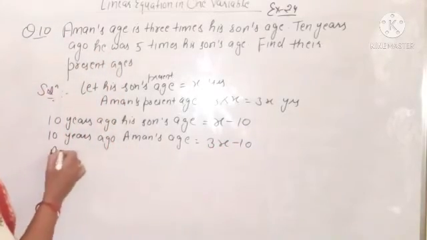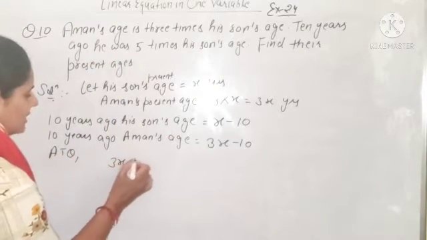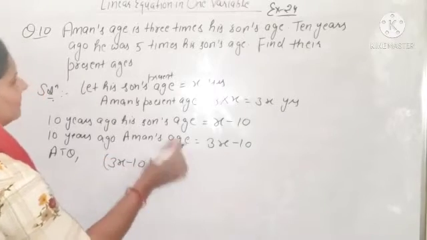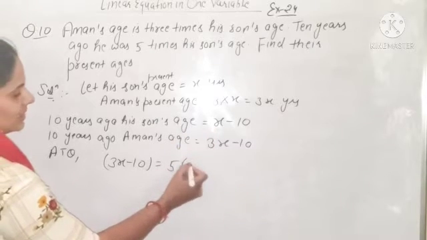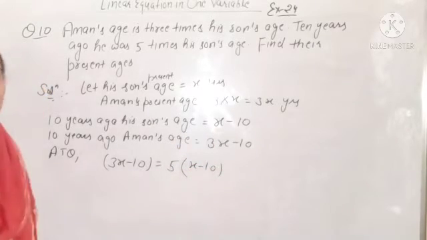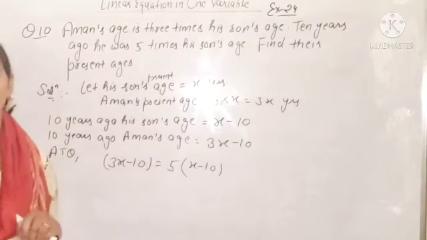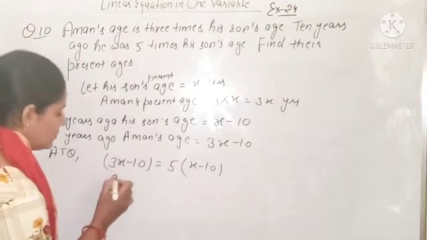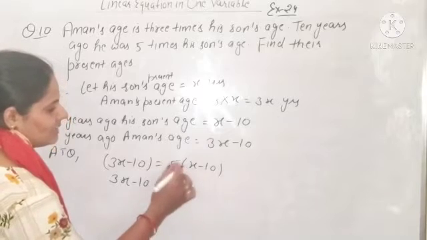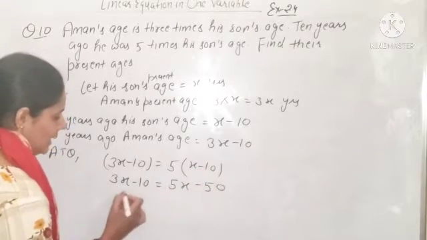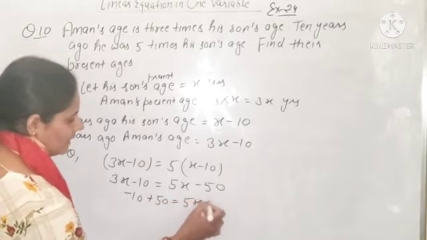Now according to the question, what is it saying? He was, means Aman's age, so it is 3x minus 10, is equal to 5 times his son's age. So 5 times son's age 10 years ago, it is x minus 10 years. Okay, 10 years ago son's age is x minus 10 and 10 years ago Aman's age is 3x minus 10. Now simple equation, so you can solve this equation. 3x minus 10 is equal to, open the bracket, 5 into x, 5x, 5 into 10, minus 50. Now minus 10 and 50 you will take on the left hand side and 3x on the right hand side, so 5x minus 3x.